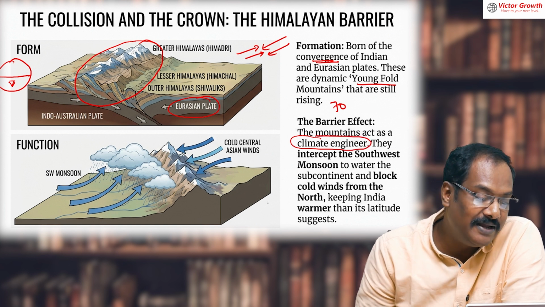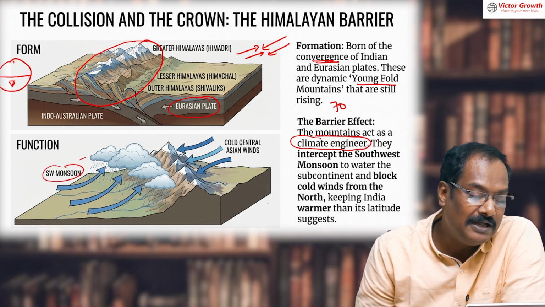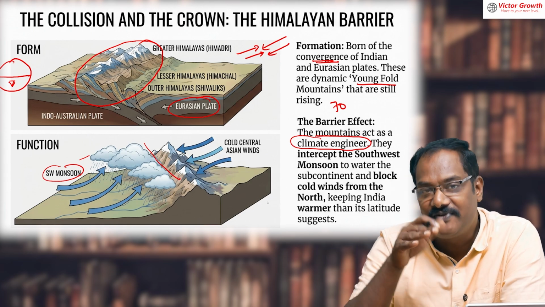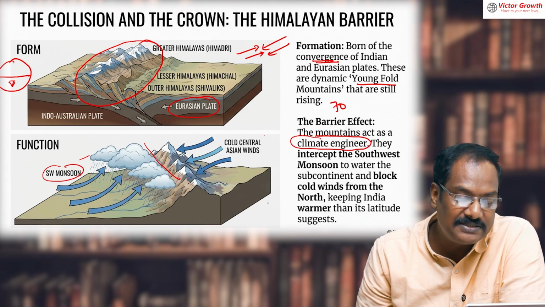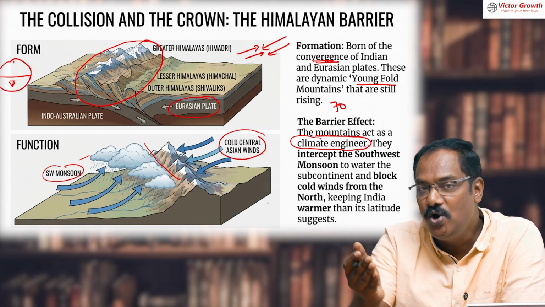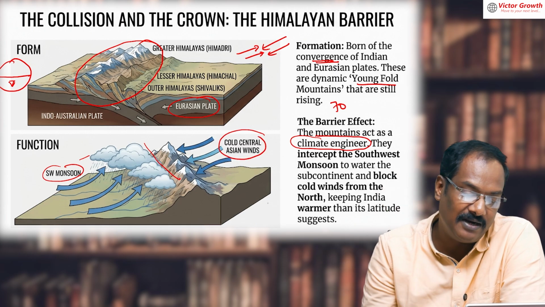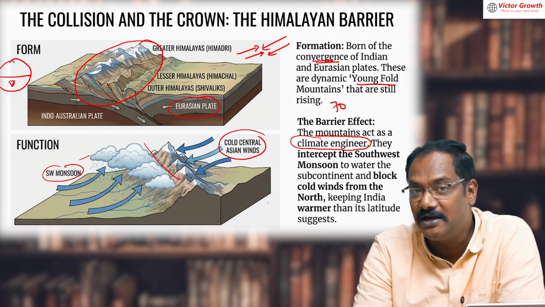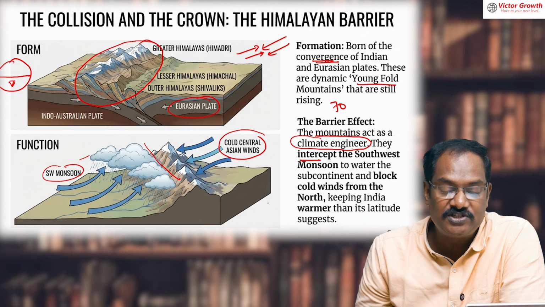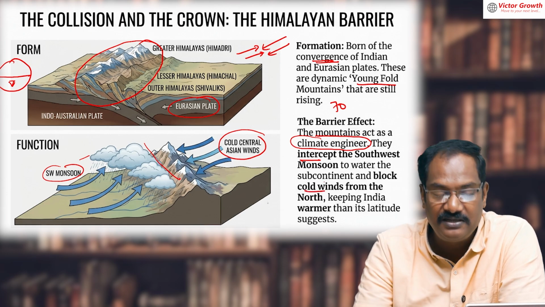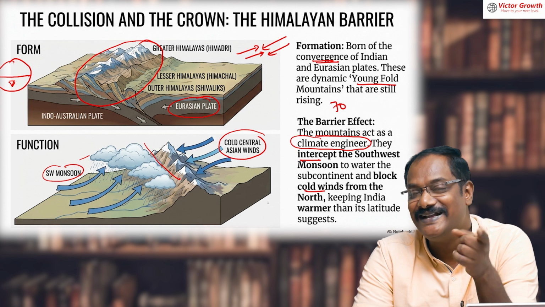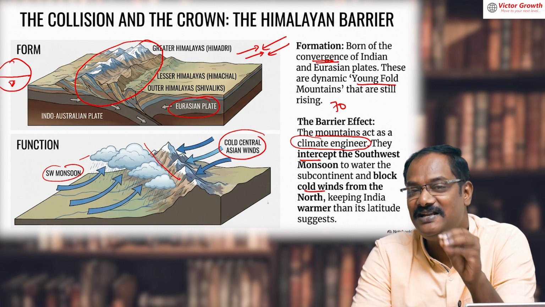For example, the monsoon winds coming from here are stopped, so that they are available within India and give rain within India. Likewise, the cold winds coming from Central Asia or the North Pole are stopped by the Himalaya. So the Himalaya acts as a climate barrier, a climate engineer. It intercepts the southwest monsoon and blocks the cold wind from the north. That is the reason India is still a tropical country.